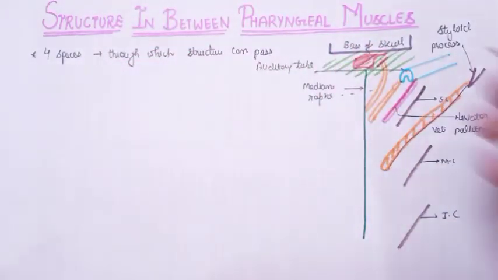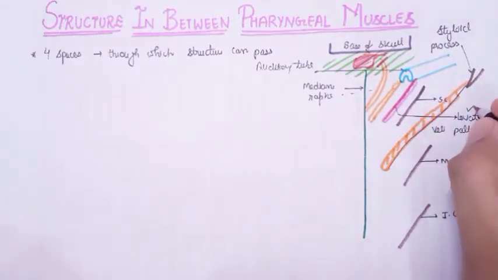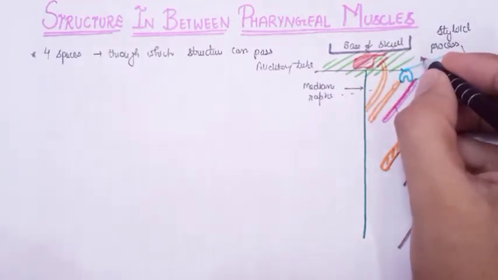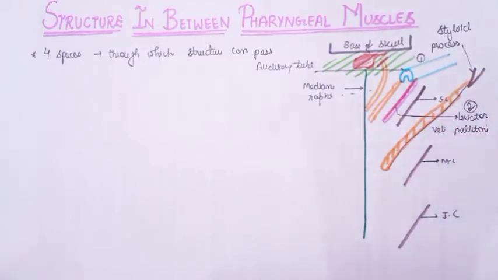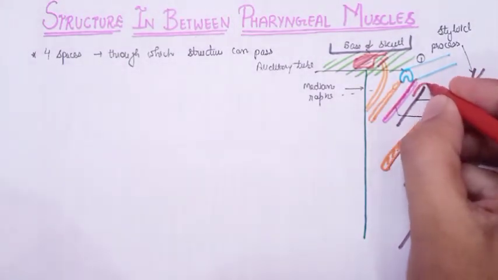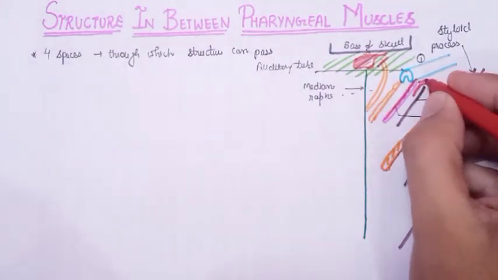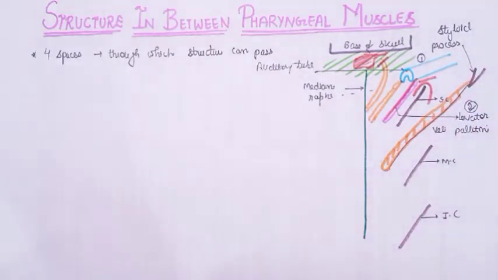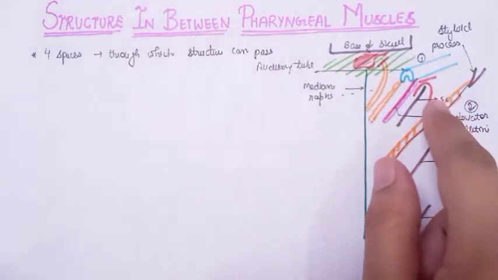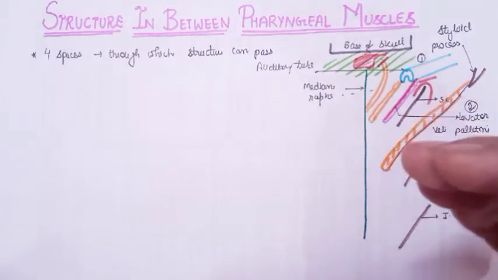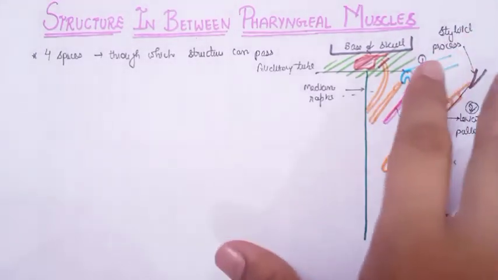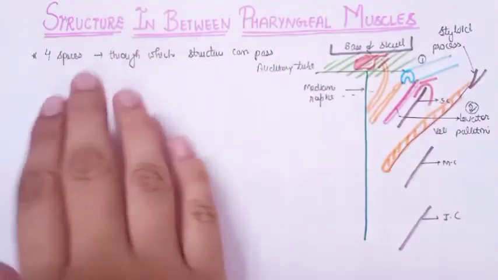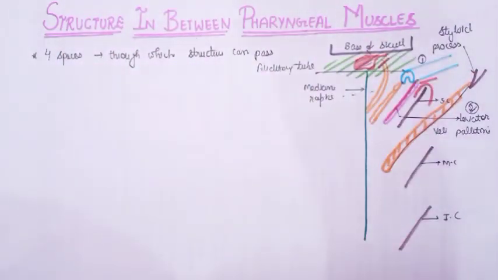But we have another two structures, that is the levator veli palatini and the auditory tube. Apart from all these structures, we have two more structures, that is the two arteries. One is the ascending palatine artery, and another is the palatine branch of the ascending pharyngeal artery. If you are not able to remember the names, I will just summarize all the structures, but just have a quick look at the diagram first.